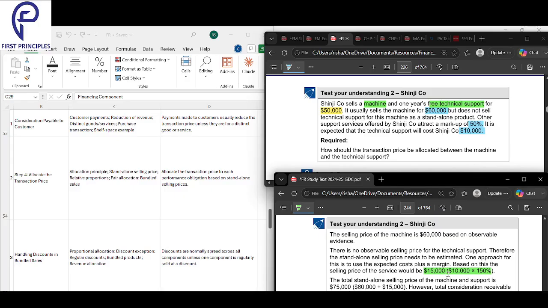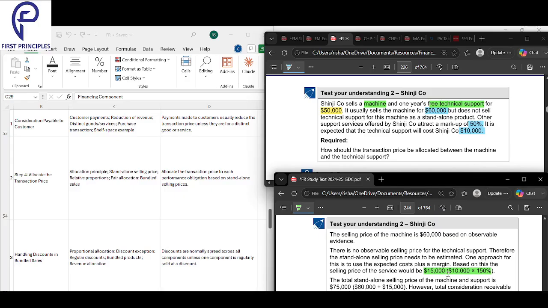Yeah, so we multiply 10,000 by 150%, which is the markup of 50%. So we get 15,000 as the standalone price for technical support. For technical support, absolutely right. Okay, so that is it. Now what we'll do is prorate the 50,000 between the two.